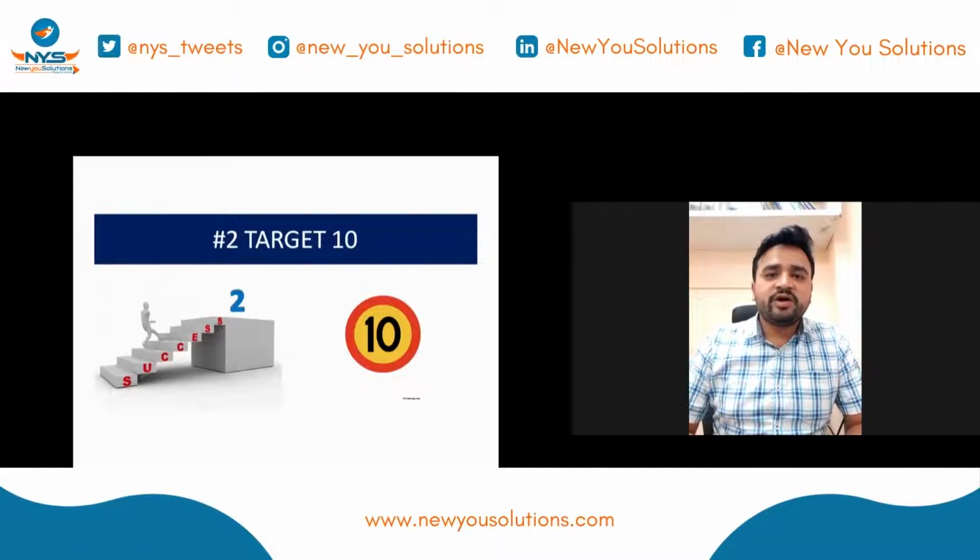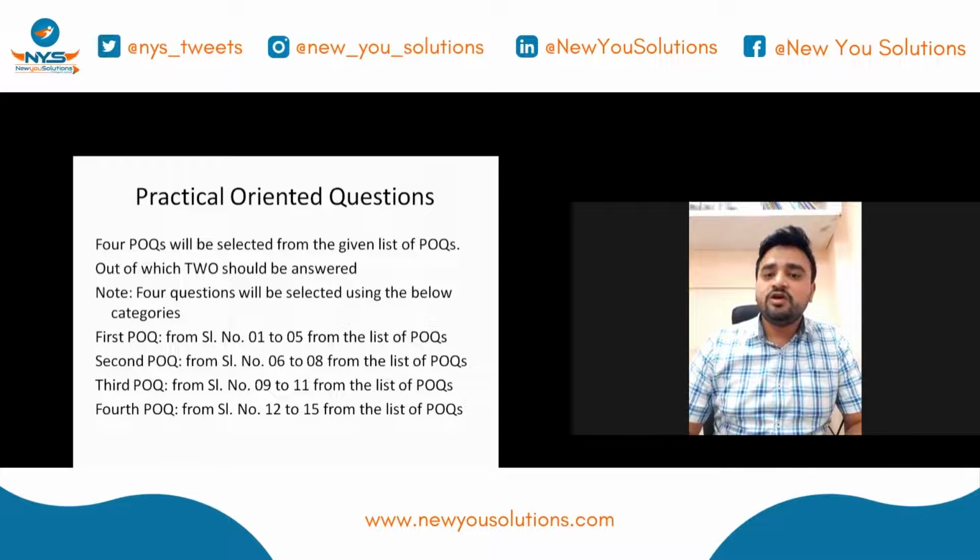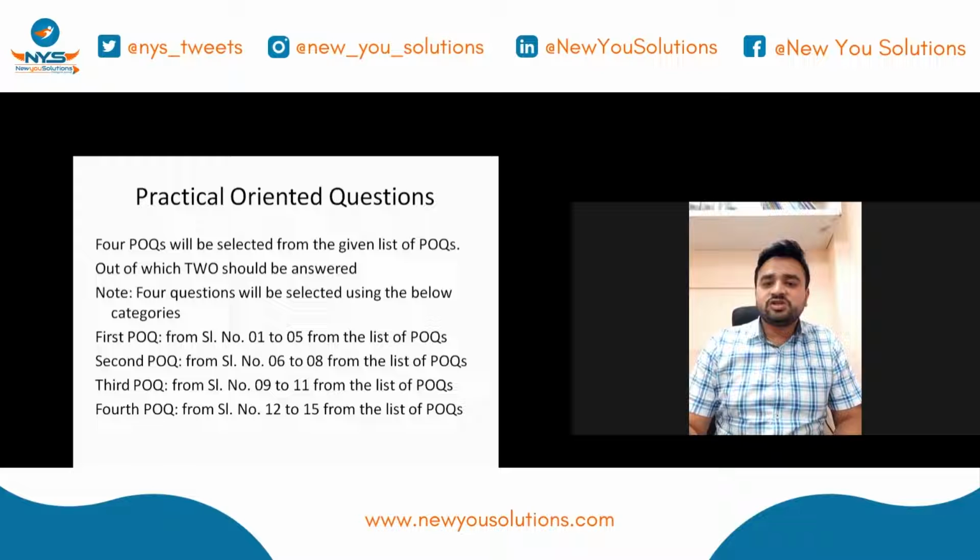Now moving forward, we'll move to target 2, that is for 10 marks. Okay, here we are going to look into the POQ, that is the last part of your question paper, section E. They are going to ask you 4 POQs. These are the practical oriented questions. You have totally 15 questions in your syllabus, out of which they are going to ask any 4. Okay, so out of 4, again you're going to write only 2 questions.